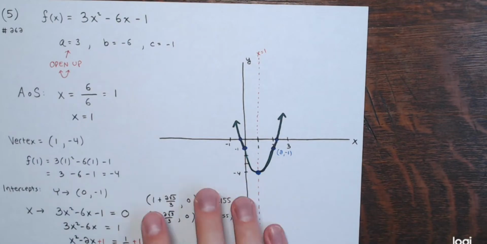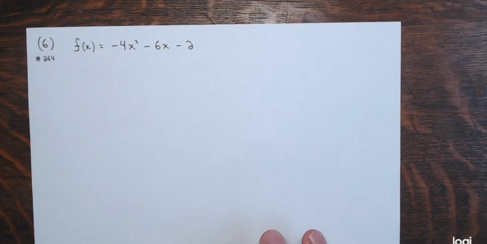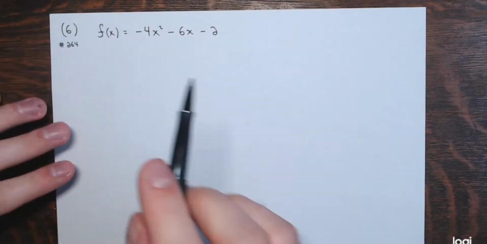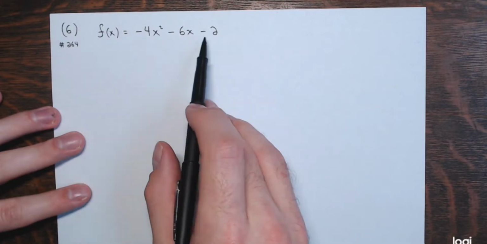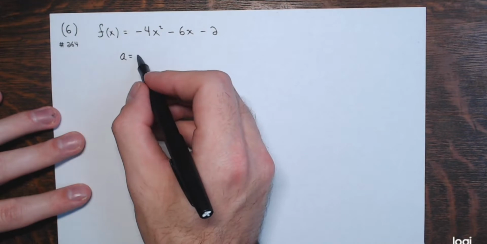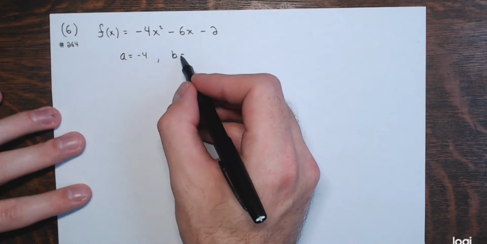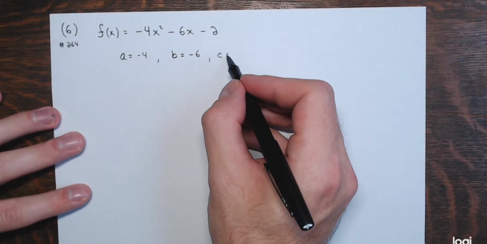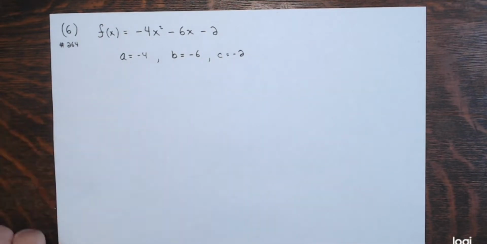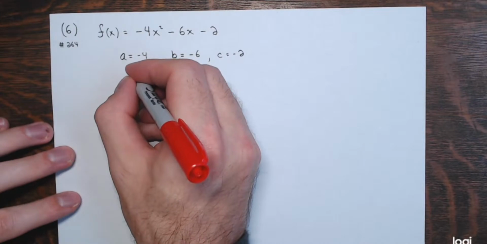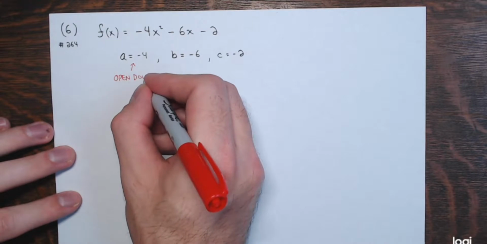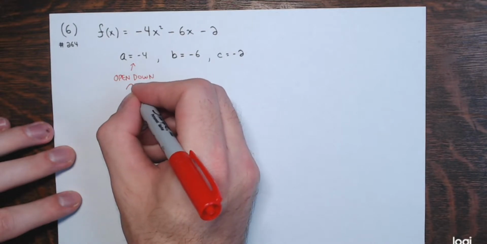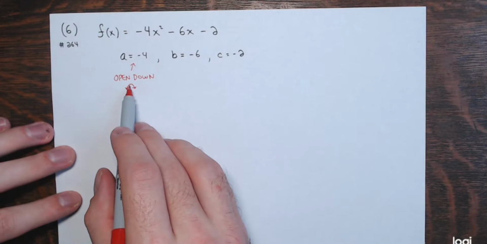All right, next question. Same stuff. We've got f of x equals negative 4x squared minus 6x minus 2. That's in the form I want, ax squared plus bx plus c. A is negative 4, b is negative 6, c is negative 2. I notice that the lead coefficient this time is negative, so this parabola is going to open down, frowny face. So the vertex will be the highest point.